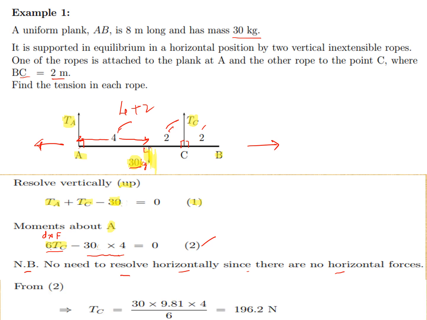Now what is the mathematical part? 6 TC equals 30 into 4. What will be the TC? Now we are just solving the equation. That will be 30 multiplied by 4. I am multiplying this with the gravity g, so that will become your force in newtons. Divide by 6. Just the general algebraic relation. According to algebra, the final answer will be 30 into 4 into 9.8 divided by 6. Approximately it is 196.2. It is nothing but 196.